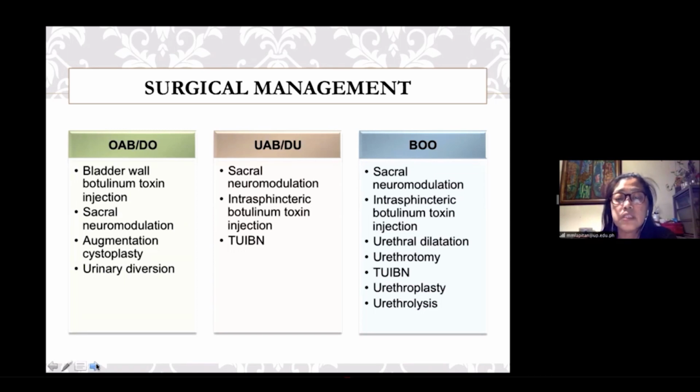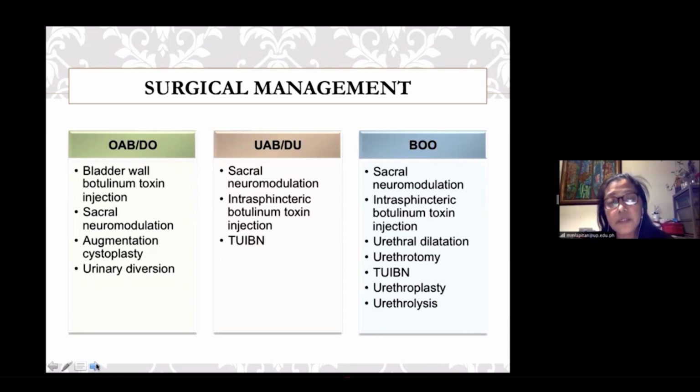Now, botulinum toxin injection to the striated sphincter and transurethral incision of the bladder neck both aim to decrease outflow resistance and allow better voiding even with a weak bladder. Now, there is evidence supporting these surgical techniques to improve voiding in women with underactive bladder, although the trials are limited to small case series. The same holds true for the effectiveness of these two surgical techniques in women with functional bladder outlet obstruction.